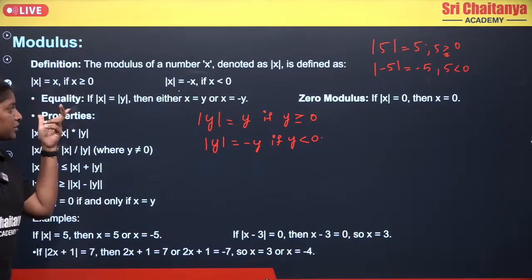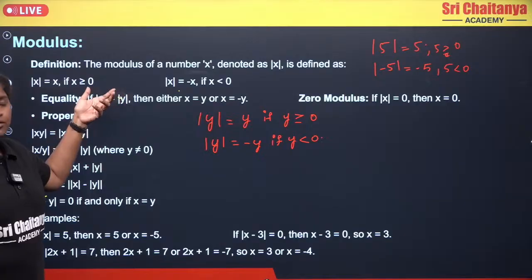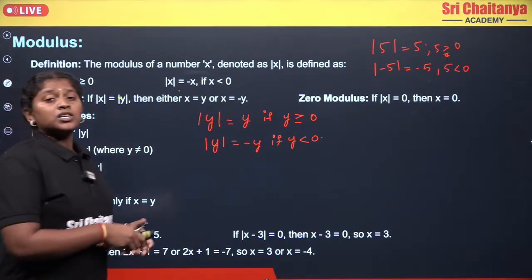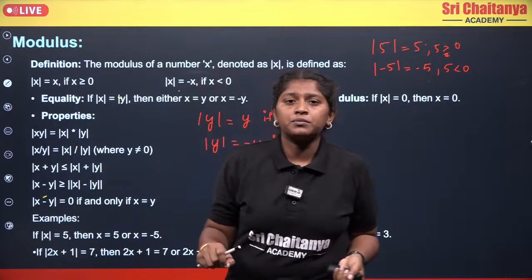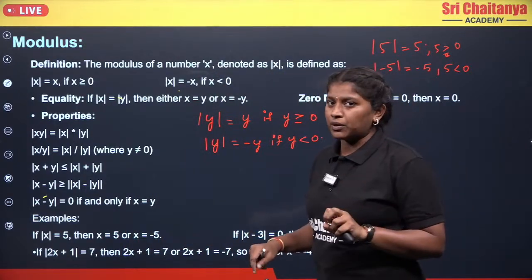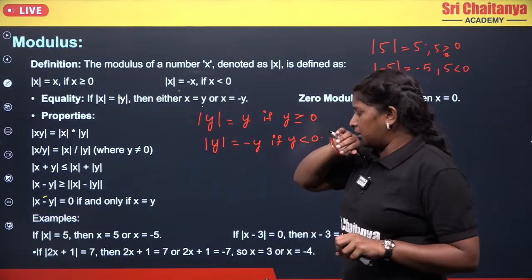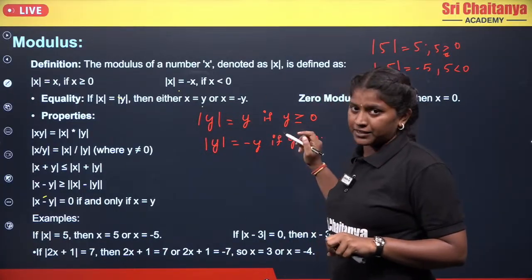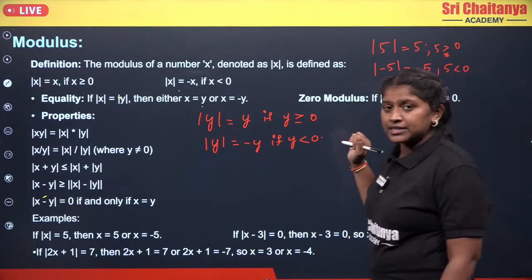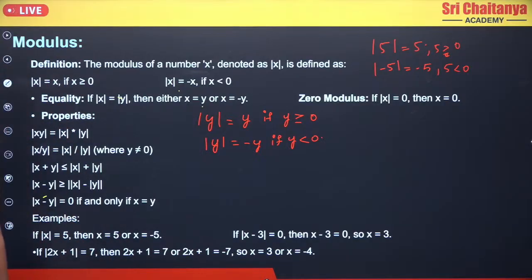Now moving to the next, equality. If we have mod x equals mod y, then what will happen? It is only possible if the x and y values are equal, that is x equals y, or we will get x equals minus y. Now moving to the next, zero modulus. If mod of x equals 0, then what will our x value become? The x value will become 0.